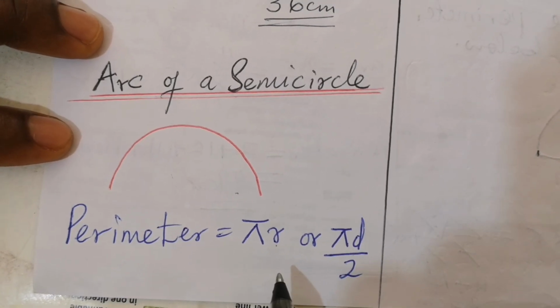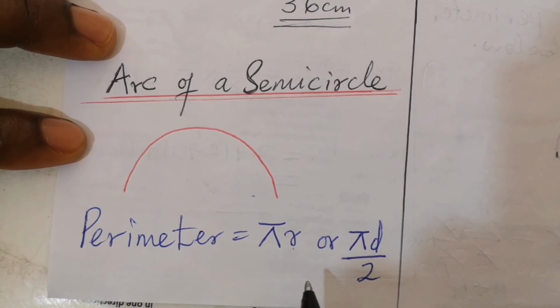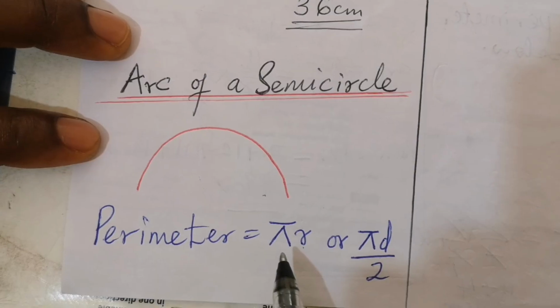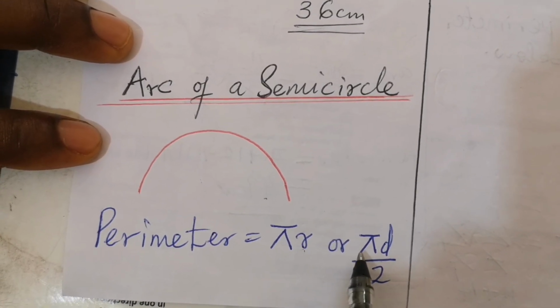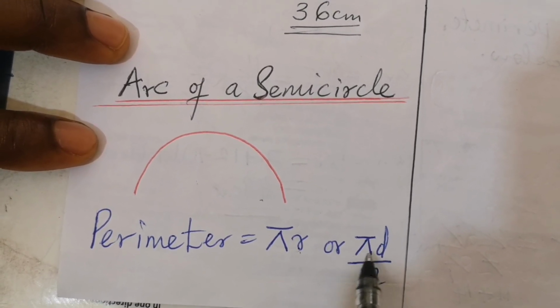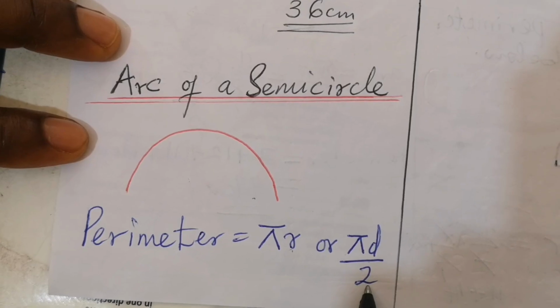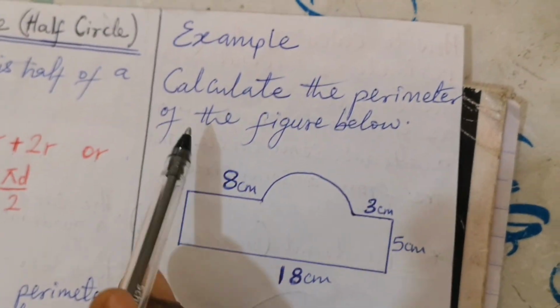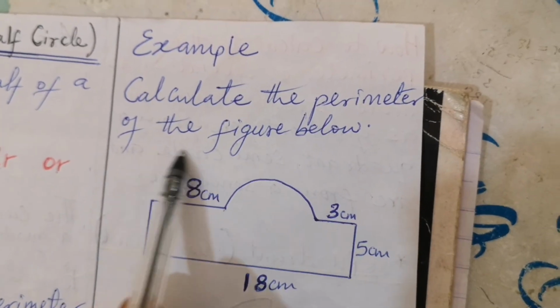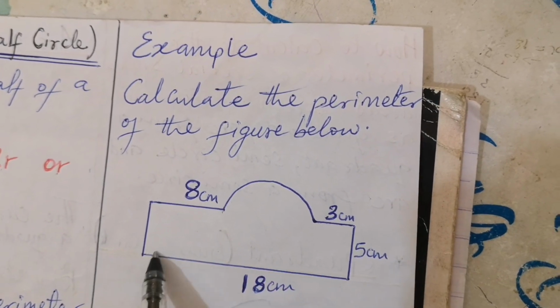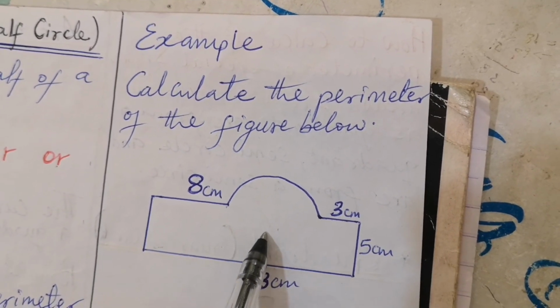So the formula for calculating the perimeter of arc of a semicircle is what? Correct, pi r or d or pi d all over what? 2. So we have an example here. Calculate the perimeter of the figure below. We want to calculate the perimeter of this figure.